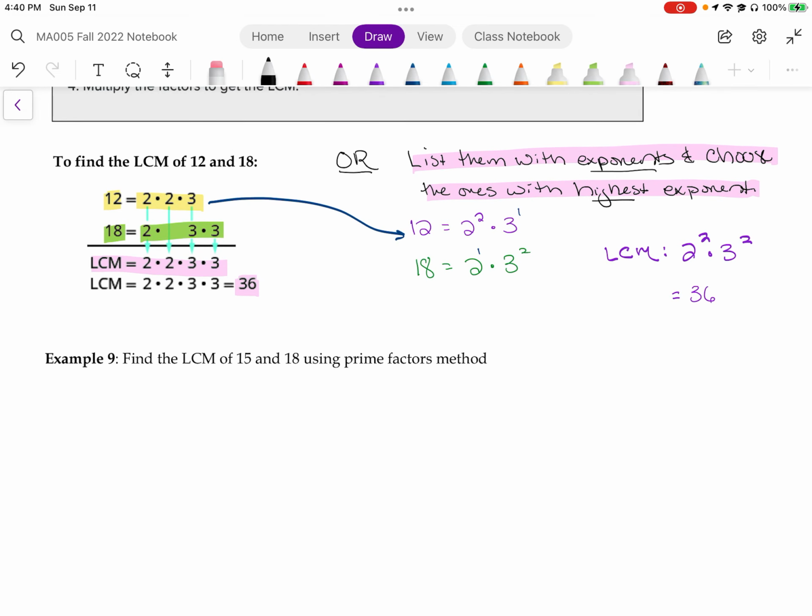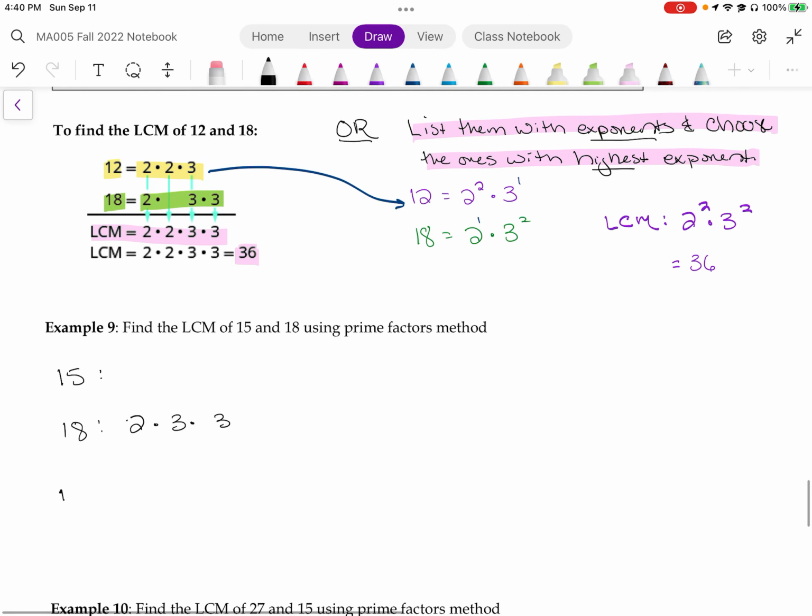All right, so we've got 15 and 18. I'm going to do 18 first because it's got more stuff going on, so I can line things up. 2 times 3 times 3. All right, and if you want to, you can use a factor tree, right? So I could say 18 is 2 times 9, and 9 is 3 times 3. So 2 times 3 times 3. Okay, so that's how I get this up here. All right, so 15 is 3 times 5.